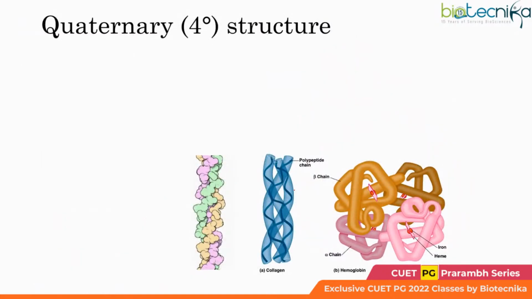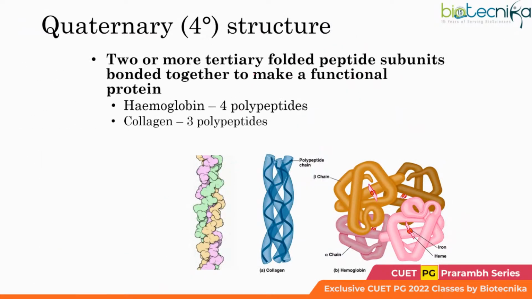Last is quaternary structure. Two or more tertiary folded peptide subunits will be bonded together to make a functional protein. This is where tertiary structures which are already made come together and assemble. Like you have hemoglobin and collagen. In hemoglobin, 4 polypeptides join. In collagen, 3 polypeptides join. But these are already in the folded form.